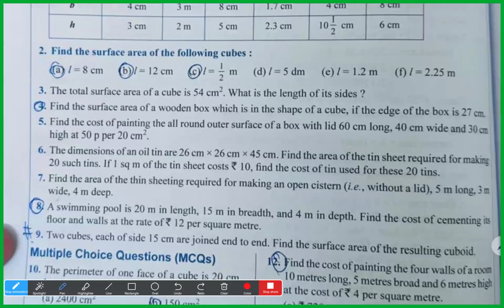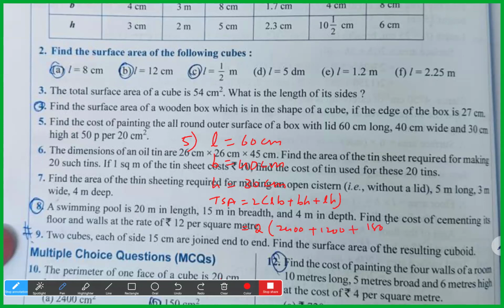They didn't ask us to find the area of the box, but we should get the idea. So first, L is given as 60 centimeter, breadth is given as 40 centimeter, height is given as 30 centimeter. We have to first find out TSA. TSA is 2 into (LB plus BH plus LH). So LB is 60 into 40, 2400, plus BH, 40 into 30, 1200, plus LH, 60 into 30, 1800.